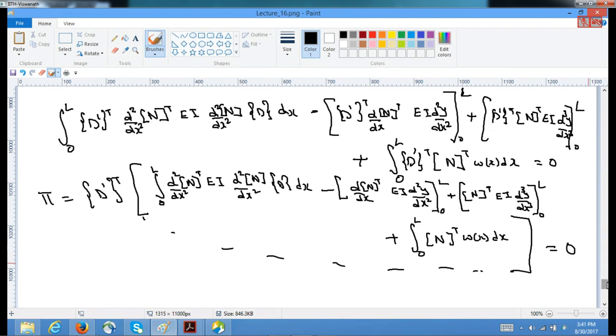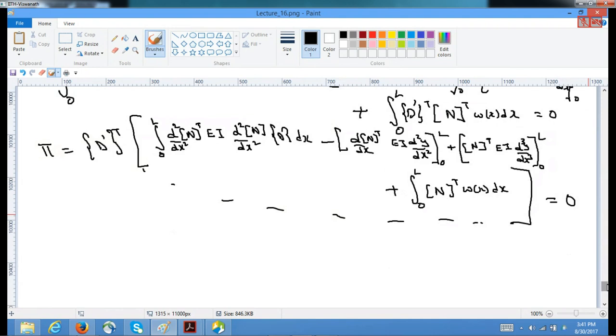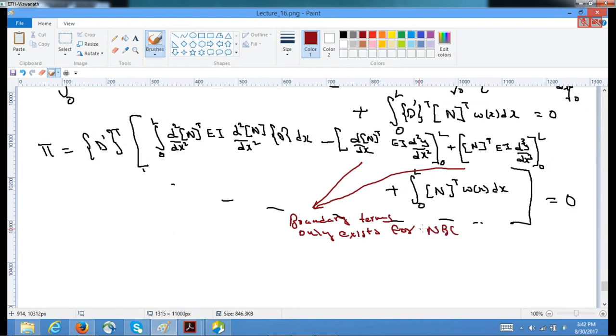So now we know that these boundary terms only exist for natural boundary conditions. That is, if I mention point forces, or point transverse forces or bending moments. Those are the terms coming from this. One is the bending moment, the other is the shear force or the point transverse forces that are giving me the contribution.